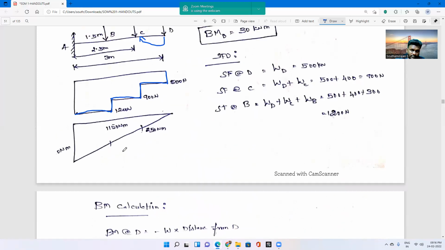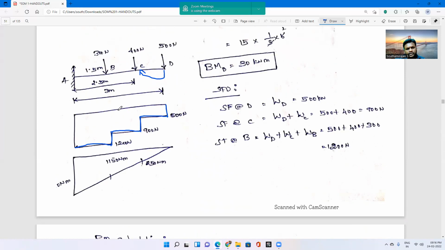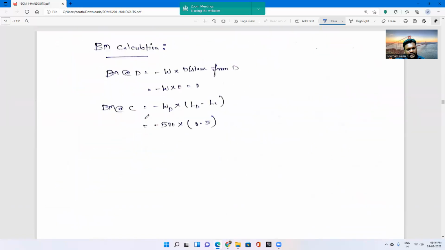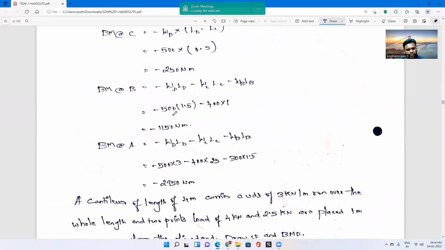Next, we will calculate the bending moment at B point. The bending moment at B point is nothing but the 500 kilonewton force travelling to B point like this. Similarly, the 400 kilonewton force travels to B point like this. So force into distance, the force will be 500 into distance 1.5. Similarly, minus 400 into 1, the value will be minus 1150 Newton meter at B point.